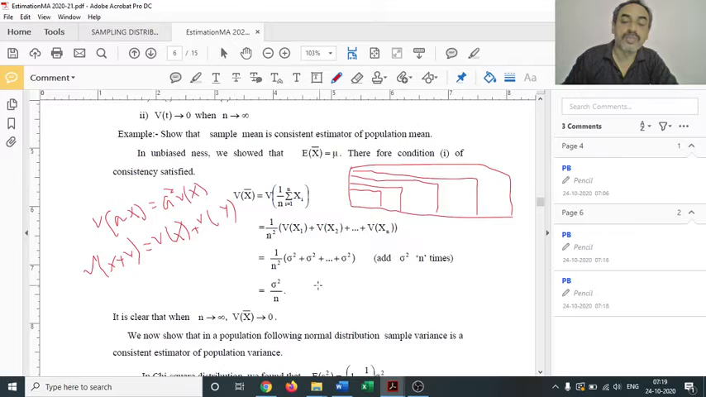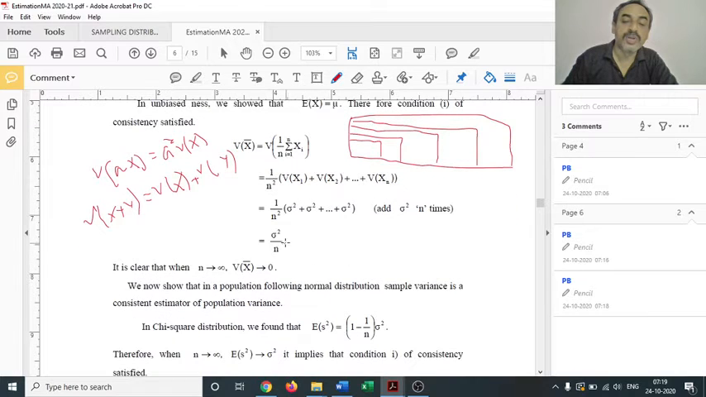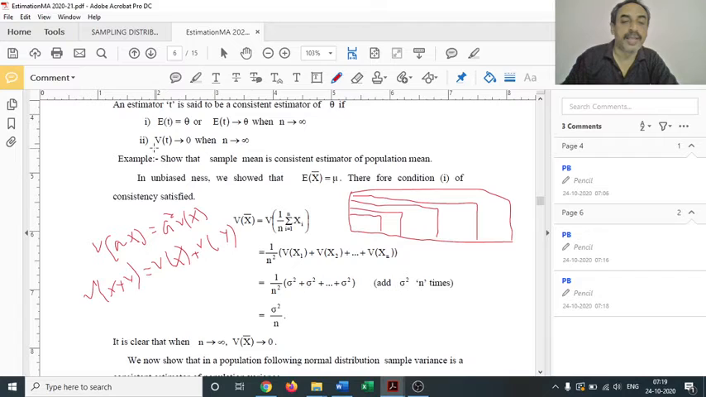So we have n times sigma square, so it's sigma square by n, the n cancelled. When n tends to infinity, what happens to sigma square by n? That will tend to 0, which means that variance of x bar tends to 0 as n tends to infinity, or V of T tends to 0 as n tends to infinity. Thus x bar possesses both properties of a consistent estimator.